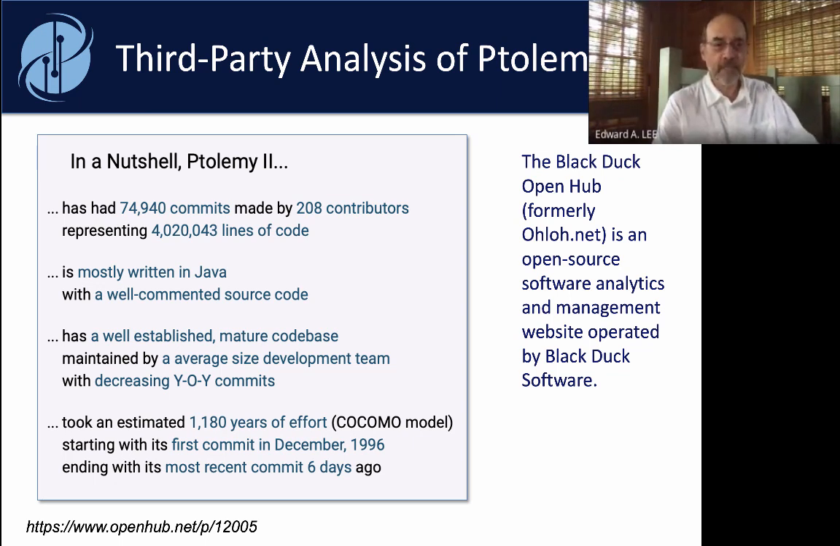And 2 days ago, it said that we had approximately 75,000 commits, 208 contributors, 4 million lines of code, mostly written in Java. And it tells us it's well-commented source code, has a well-established mature code base, and it took an estimated 1,180 years of effort, which blows my mind. I can't account for all those years. I had no idea that we were that old, but in any case, that's what their model estimates for the code base.